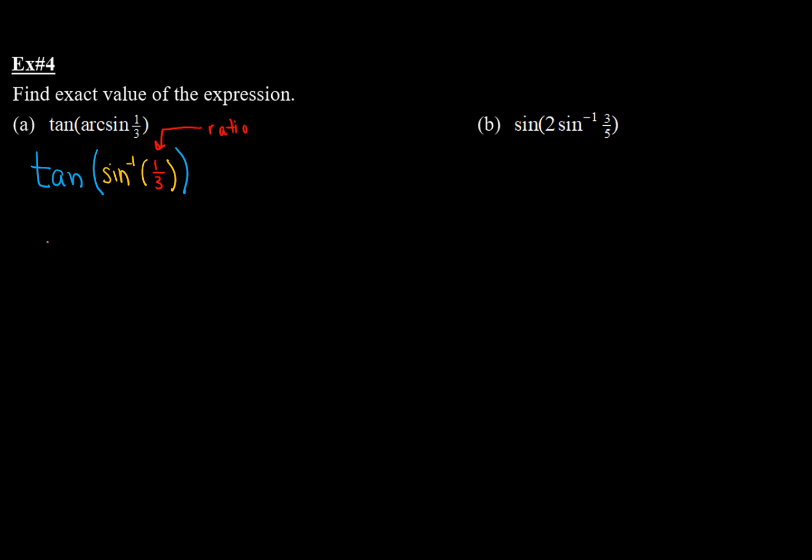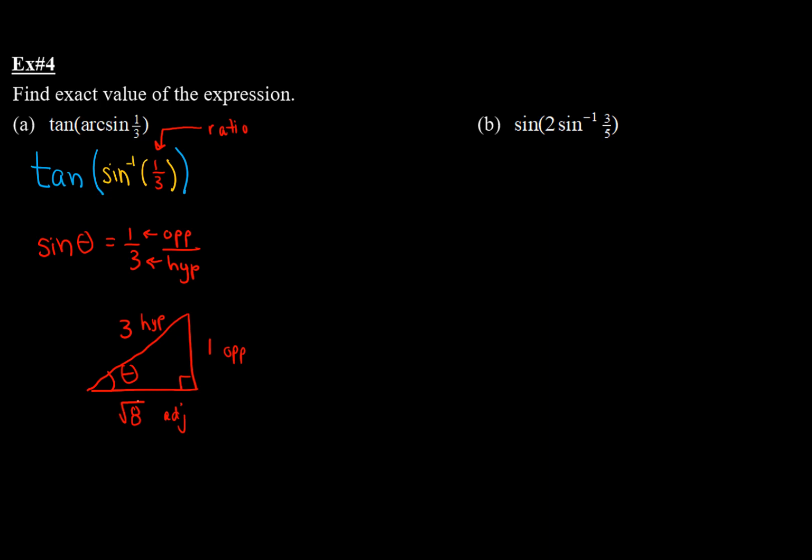So this means that if I were to take the regular sine of theta, that would give me 1/3, which means the opposite over the hypotenuse is 1/3, which means I can draw a triangle for this. So opposite of theta is 1. The hypotenuse is 3. And then I can use the Pythagorean theorem to find the adjacent, right? So here's my opposite, here's my hypotenuse, and here's my adjacent. 3 squared is 9, minus 1 squared is 8. Take the square root of that, I get the square root of 8. Don't give me decimals.